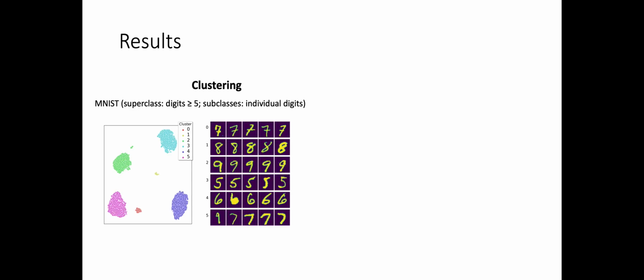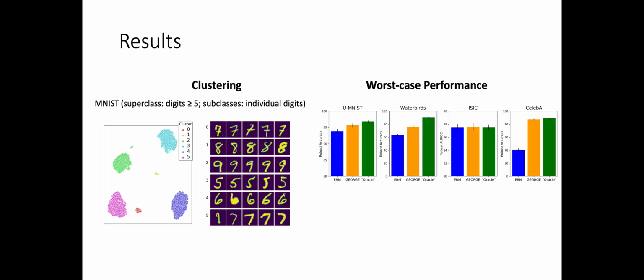We evaluate George on image classification tasks. Here's a snapshot of our clustering results on MNIST. We plot the data in feature space colored by cluster assignment and show examples from each cluster. Examples from different subclasses usually fall in different clusters, as we'd hope. In terms of worst-case performance across subclasses, across several datasets, our method in orange outperforms standard empirical risk minimization in blue and approaches the performance of a robust model trained using the true subclass labels in green.